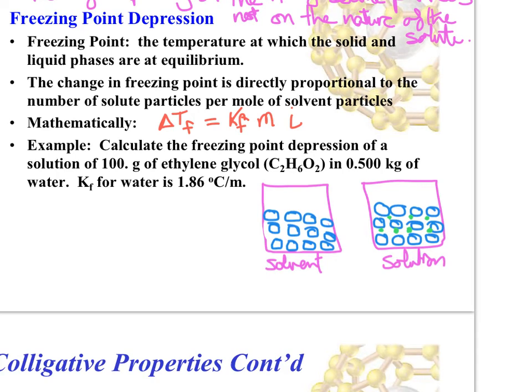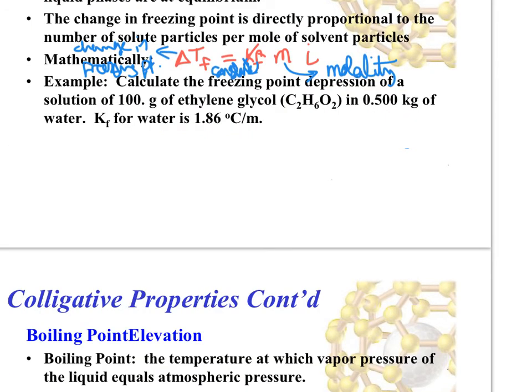So I'll write those down. I'm sorry, I kind of don't have a lot of room here, but so again, delta T is the change in the freezing point, K is a constant, and then m is the molality. And if you remember, molality is moles of solute over kilograms of solvent. So let's try a problem together. It says, calculate the freezing point depression of a solution of 100 grams of ethylene glycol, which is C2H6O2, in a 0.500 kilogram sample of water.